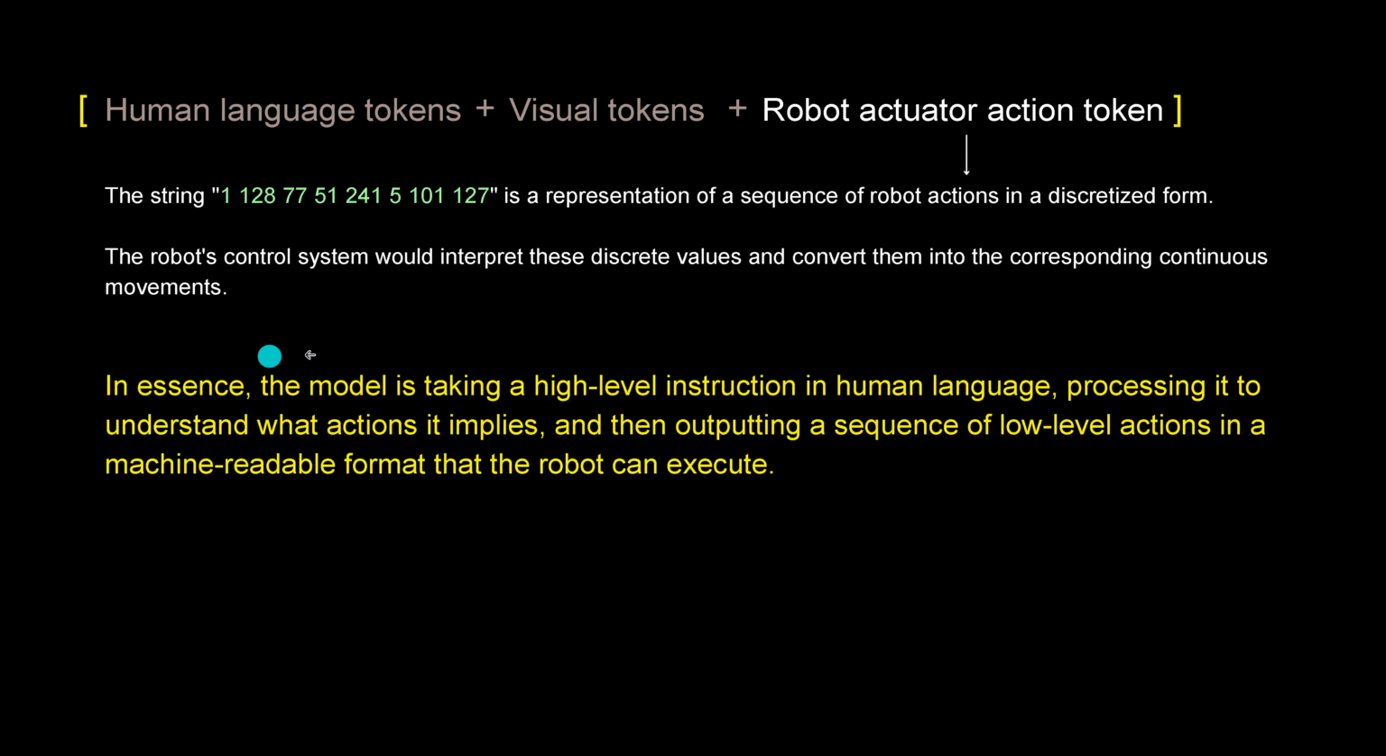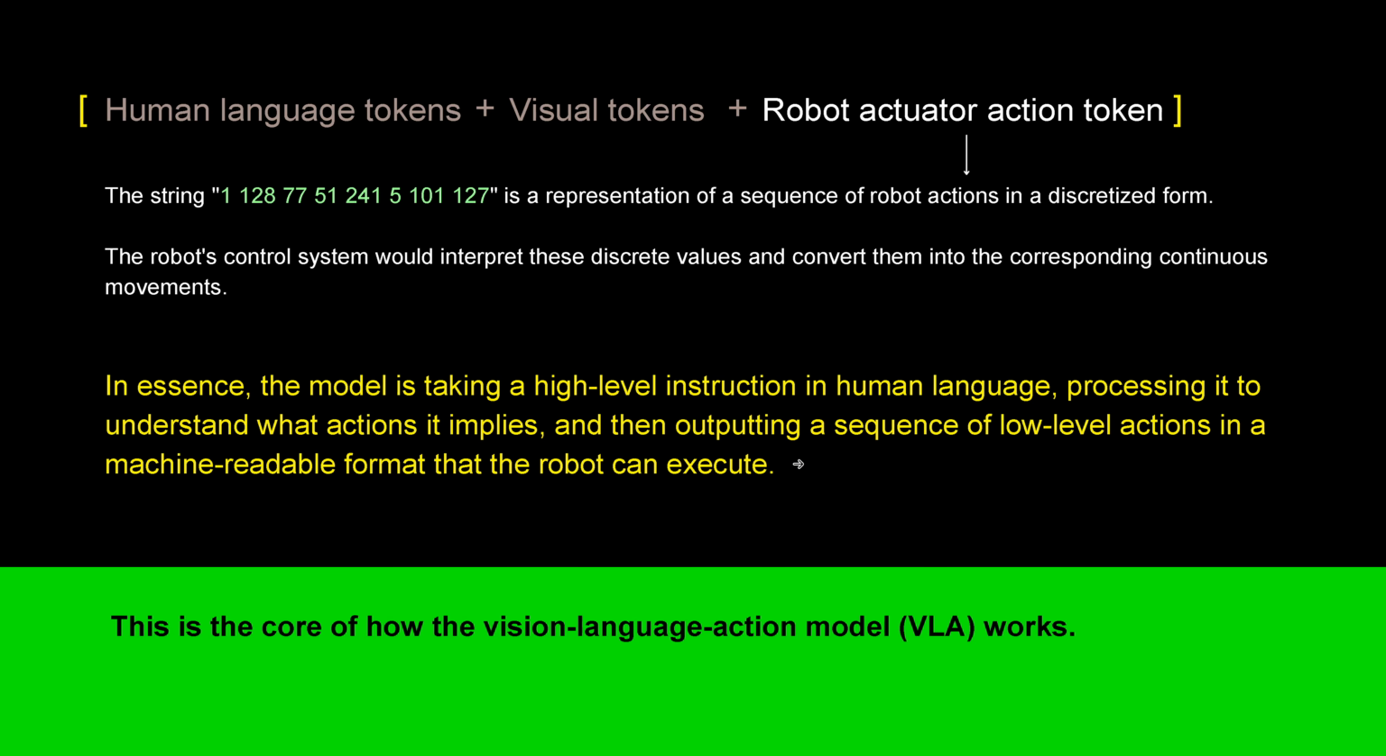So in essence, the model is taking a high-level instruction in human language, like I say to GPT-4, hey, take this chips and put it next to Google, as you have seen in this little video. It is processing it to understand what action this implies, and it is outputting a sequence of low-level actions in a machine-readable format that the robot can immediately execute. This is it. This is the core of how the vision-language action model works.